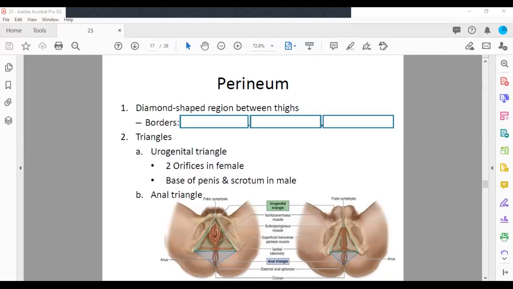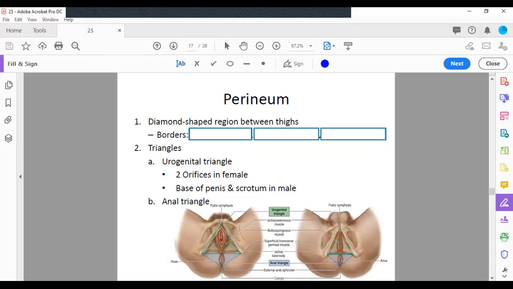So the perineum is a region between the thighs, and the borders of the perineum are, when you look in the front, what's known as the pubic symphysis. Pubic symphysis.